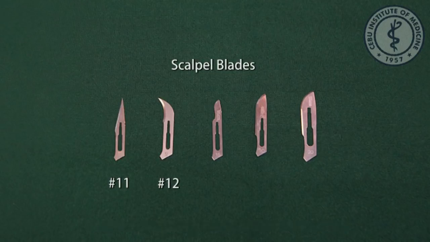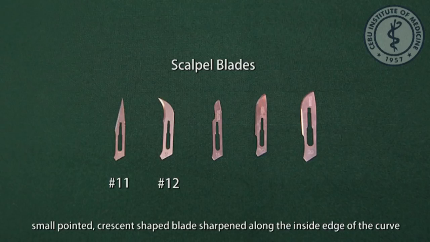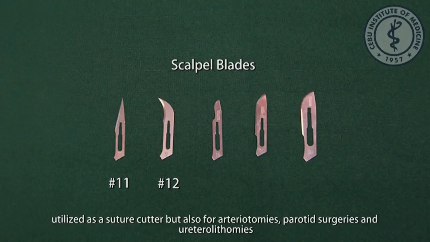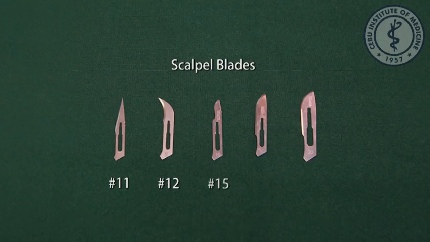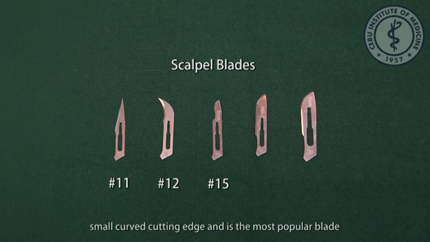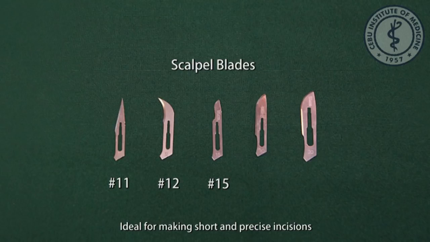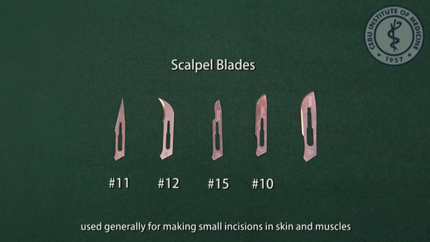Blade number 12, a small, pointed, crescent-shaped blade sharpened along the inside edge of the curve, utilized as a suture cutter but also for arteriotomies, parotid surgeries, and uterolithotomies. Blade number 15, a small curved cutting edge, is the most popular blade, ideal for making short and precise incisions. Blade number 10, used generally for making small incisions in skin and muscles.